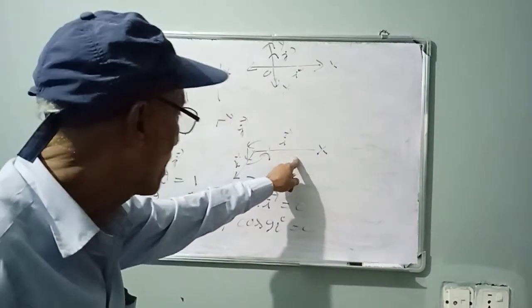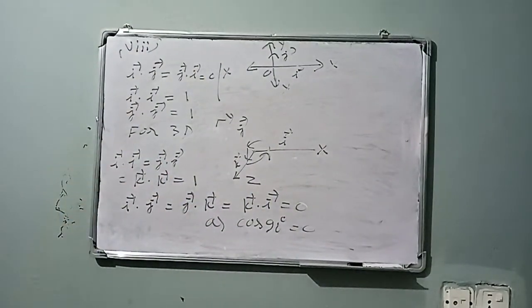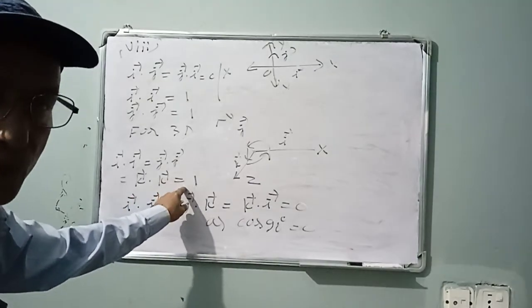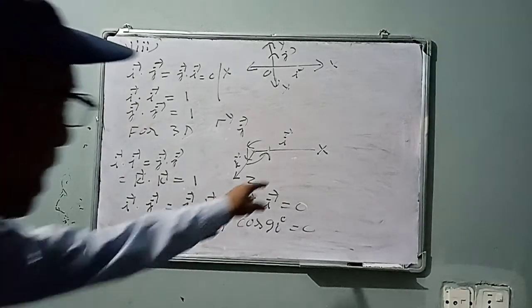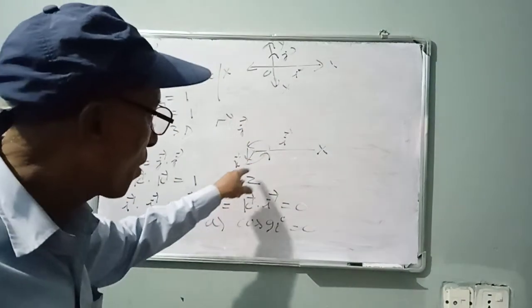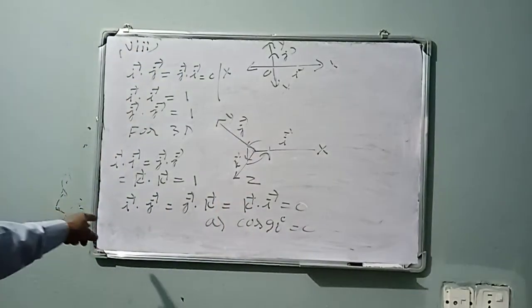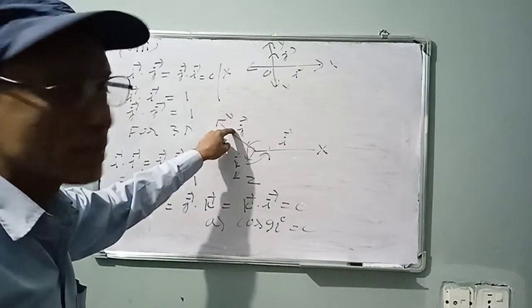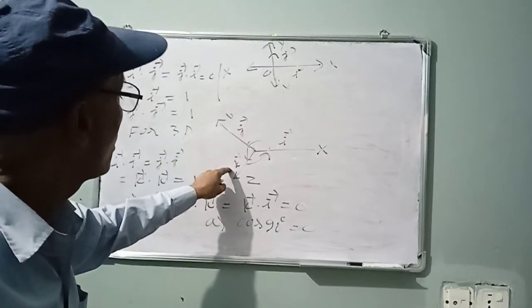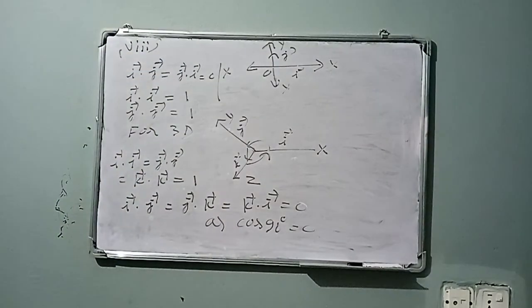Cos 0 degrees is 1. Therefore i dot i equals 1, j dot j equals 1, k dot k equals also 1, because cos 0 degrees equals 1. But i, j and k are perpendicular to each other. Therefore i dot j equals 0, j dot k equals 0, k dot i equals also 0, because cos 90 degrees equals 0. This much for today. Next time I will teach more.